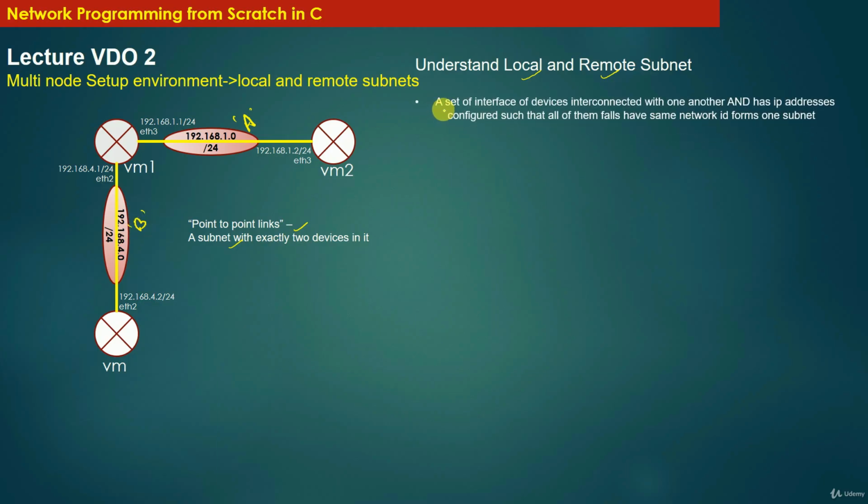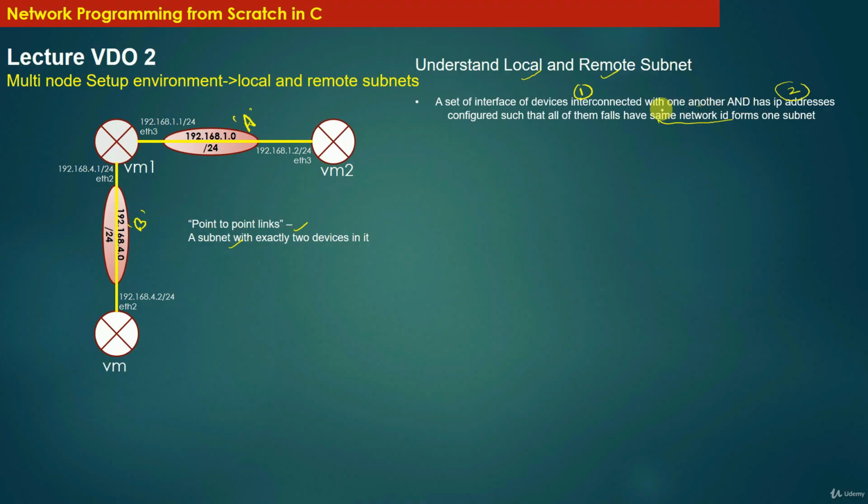Now let us read. A set of interfaces of devices interconnected with one another and having IP addresses configured such that all of them have the same network ID forms one subnet. Let us analyze what this definition is saying. It has two parts. Part 1: a set of interfaces of the devices are interconnected with one another. Part 2: those interfaces are assigned IP addresses such that all those IP addresses fall in the same network ID.